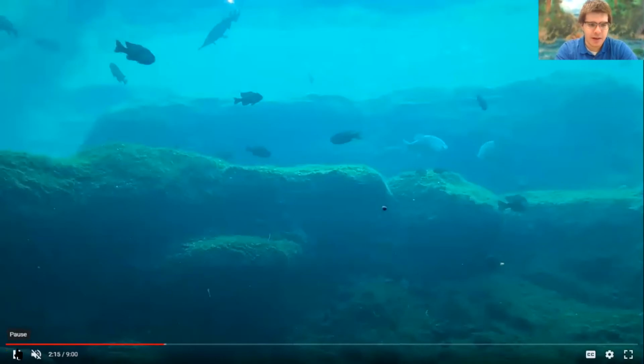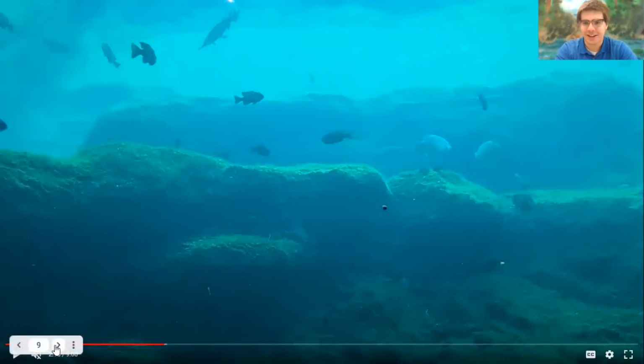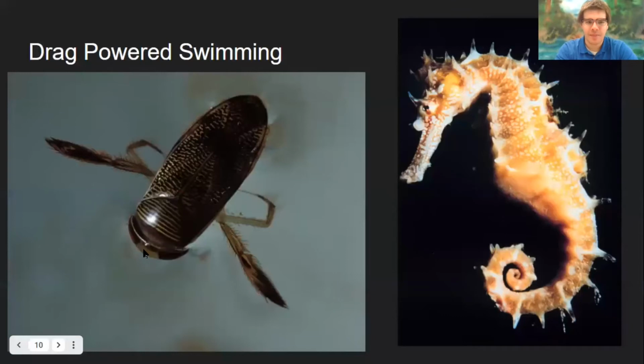All right, I'm going to pause it here. We might look at it again because it's just so much fun to watch, but we've seen a lot of different kinds of motion there, including the sturgeon, which is a hydrofoil.